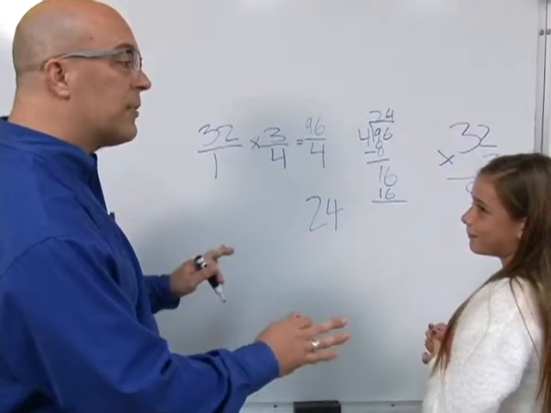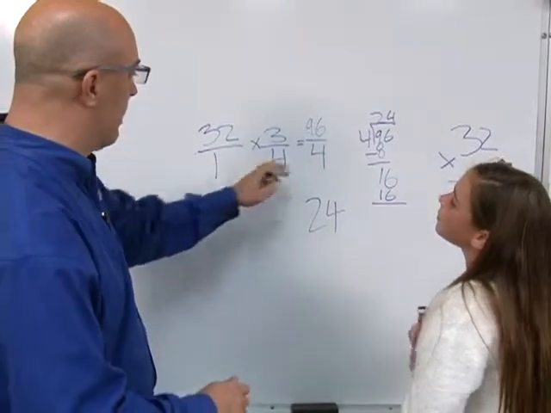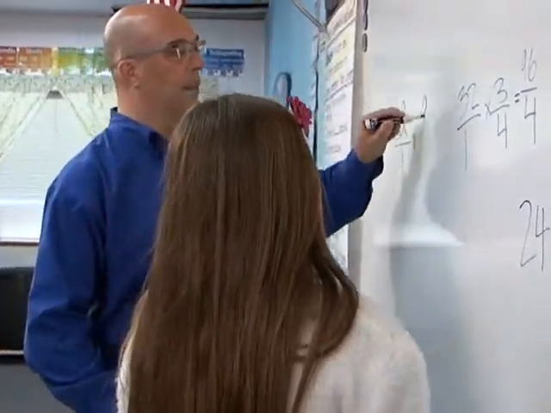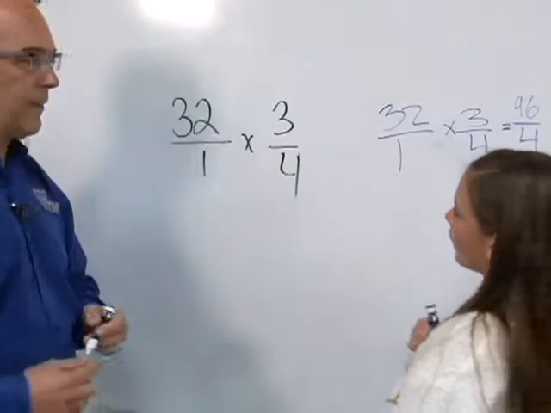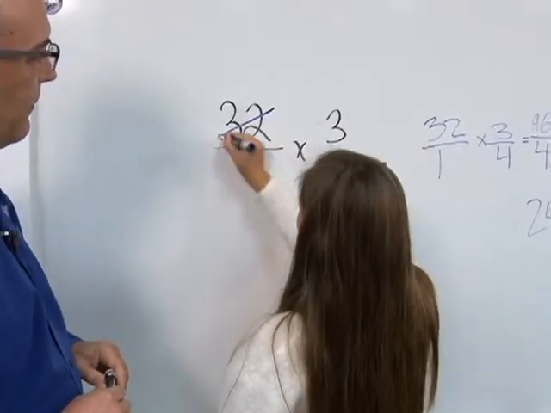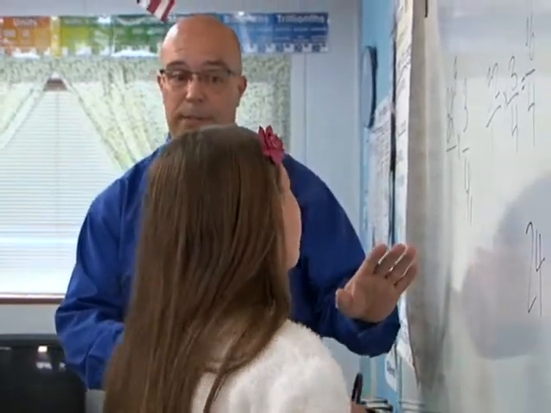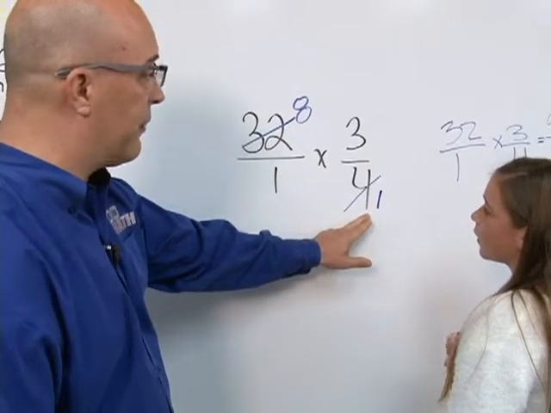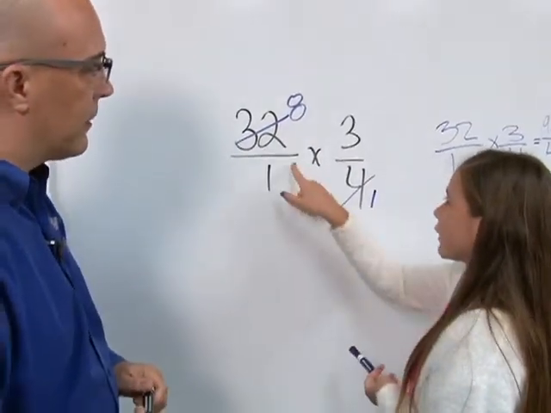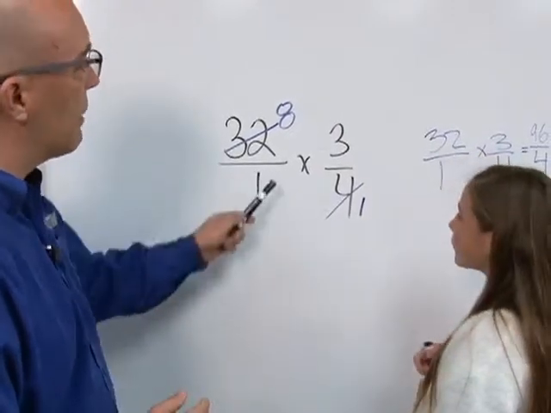Have you ever cross-simplified first? Yeah. Okay. How would you do it with this problem? So let's go ahead and put it right here the way you had it before. You'd cross that out and put a 1, and then cross that out and put an 8. Now, I know there's some students watching, and they may not be familiar with this yet. Why are you able to cross out the 4 and the 32 and change those numbers? Because 4 goes into 32 8 times. And 4 goes into 4 once, right?